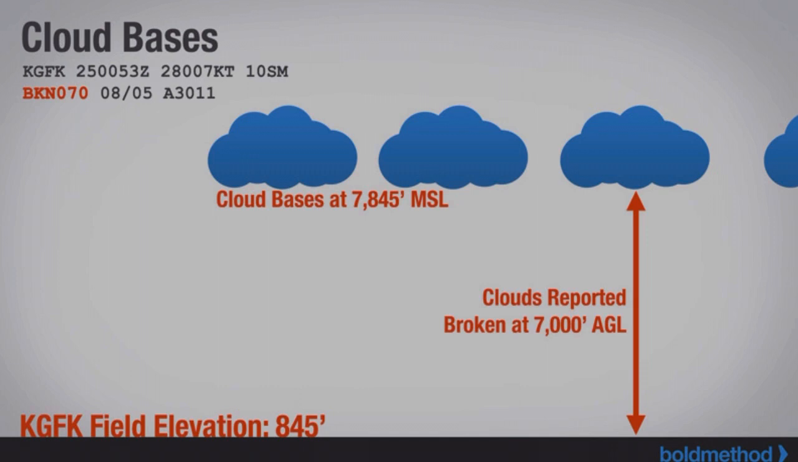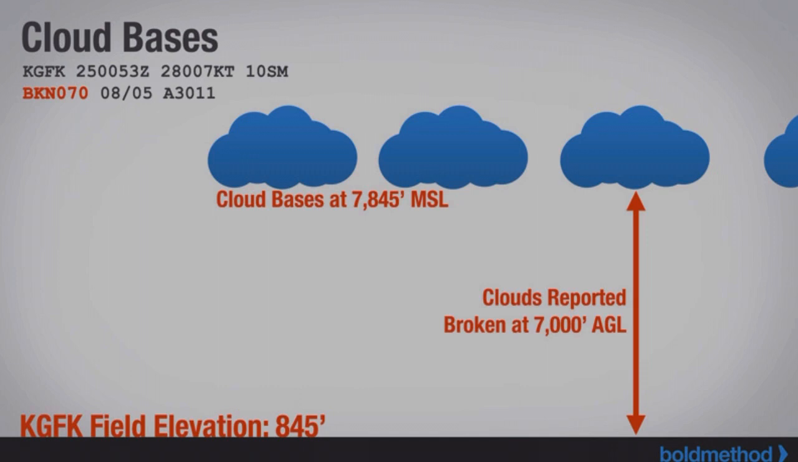Let's say you are approaching your destination and you dial the ATIS frequency to listen to the current weather. The weather report reads the clouds as broken and ceilings at 5,500 feet. You need to land under VFR.